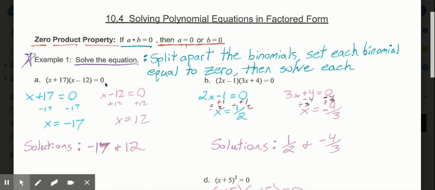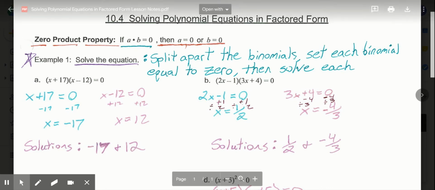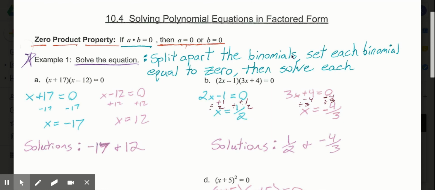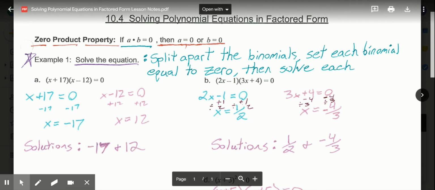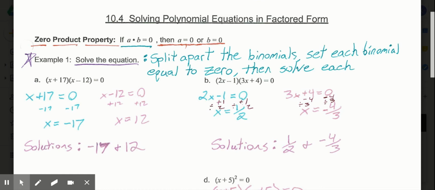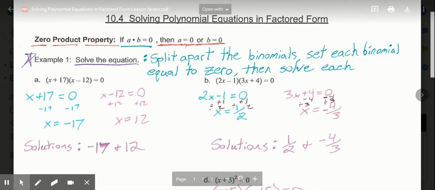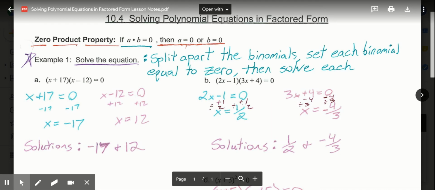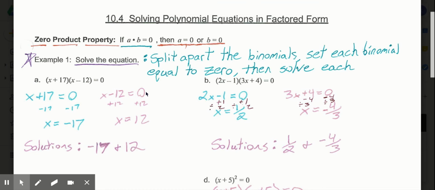The way we do that is we split apart the binomials. We write them separately and set each one equal to 0. Then you solve each for the variable. So in A, I'm just splitting my x plus 17 and my x minus 12 and setting each equal to 0. Then we want to solve each for x.